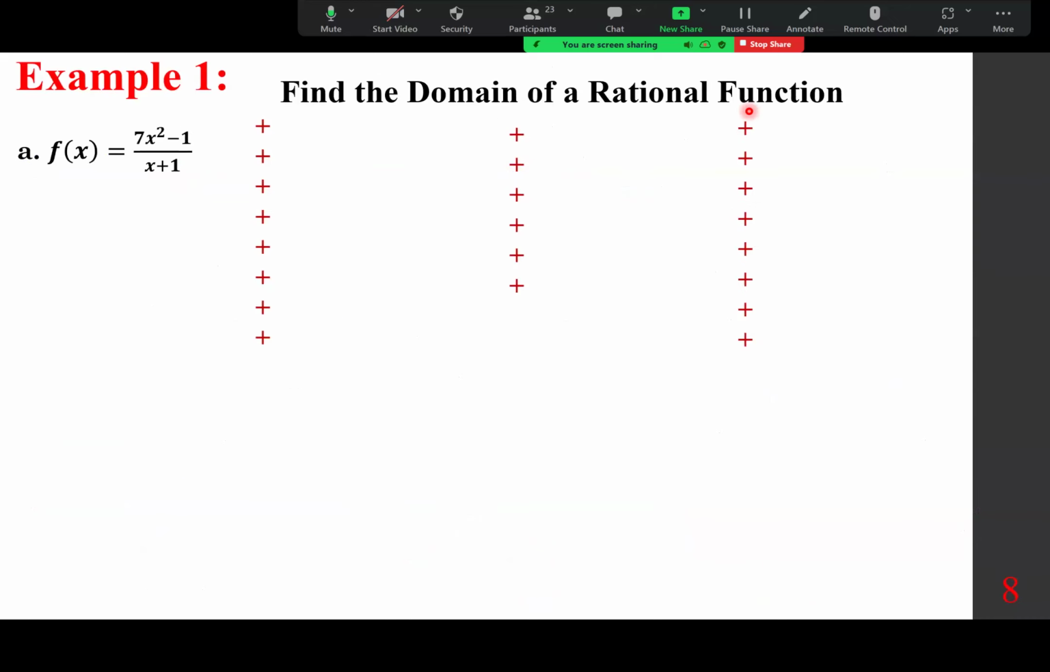All right, find the domain of a rational function. So let's see how we find that. Let's start with this one. In short, you set the denominator equal to 0 and you exclude it. So in this case, x plus 1 is 0. That means x equals negative 1. And that means x can't be negative 1. In interval notation, this is how you write it.